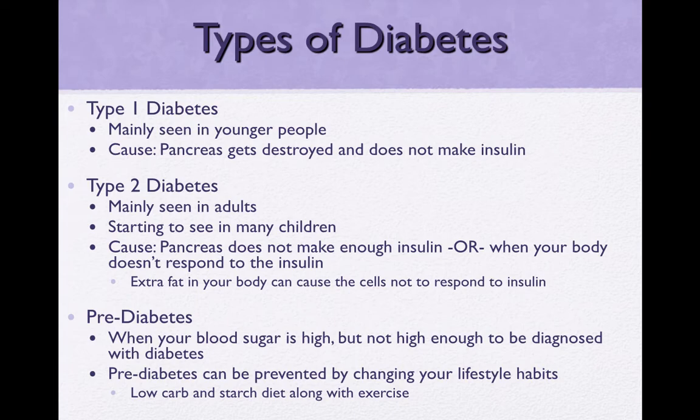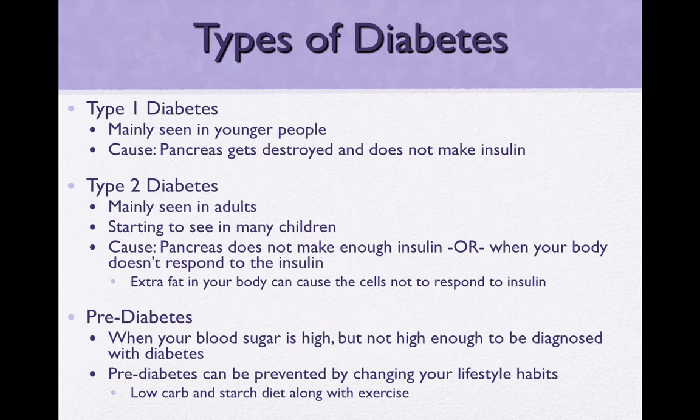So here are the different types of diabetes. There's a couple more actually, but we're just going to discuss type 1 and type 2. So type 1 is mainly seen in younger people. It's caused by the pancreas being destroyed and not being able to make insulin the way that it's supposed to. It's an autoimmune disorder sometimes. Auto meaning self and immune meaning the cells that actually attack different foreign bodies that come in. So it's thought that the pancreas is a foreign body when it really isn't. So our cells actually attack it.